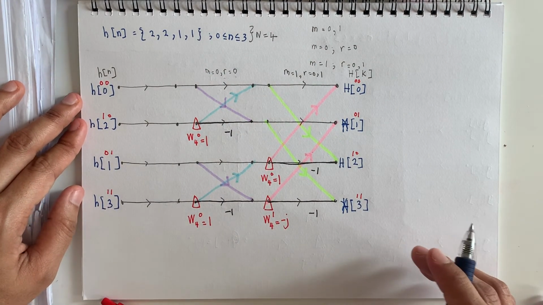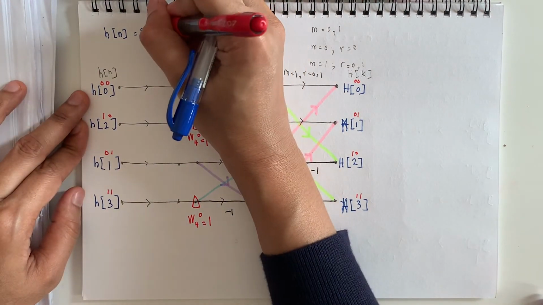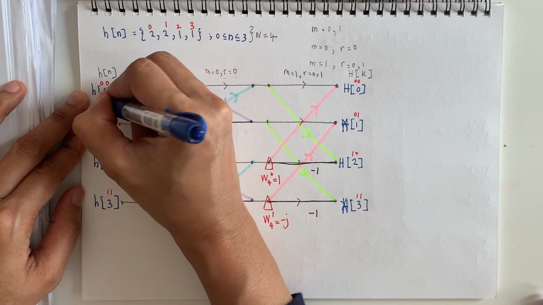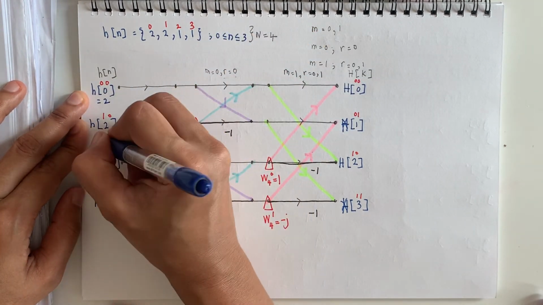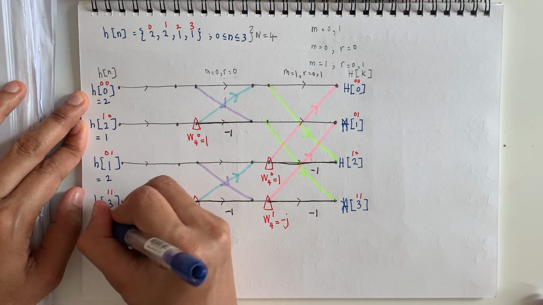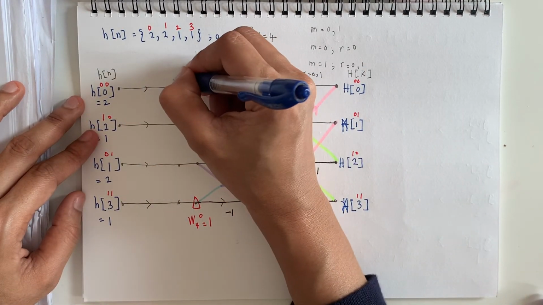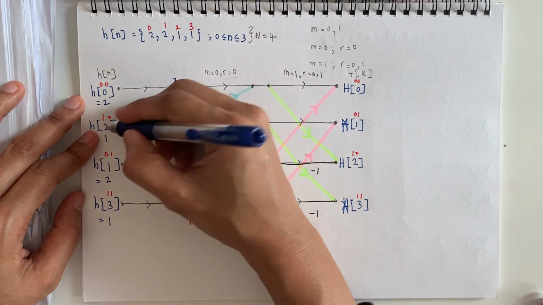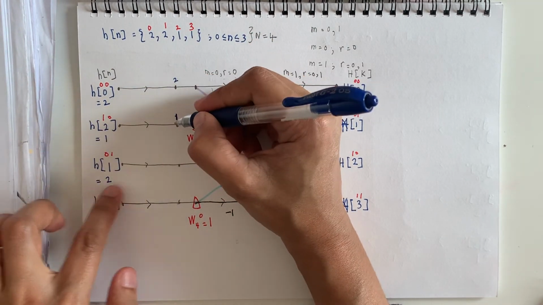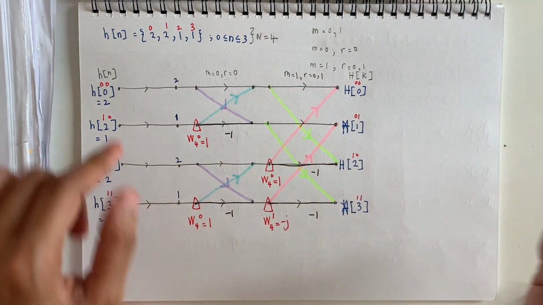Okay, next we want to calculate the value. So H0, we have 0, 1, 2, 3. H0 the value is 2, H1 the value is 2, H2 the value is 1, H3 the value is 1. So you can just put this value here. 2 times 1 is 2, 1 times 1 is 1, 2 times 1 is 2, 1 times 1 is 1.